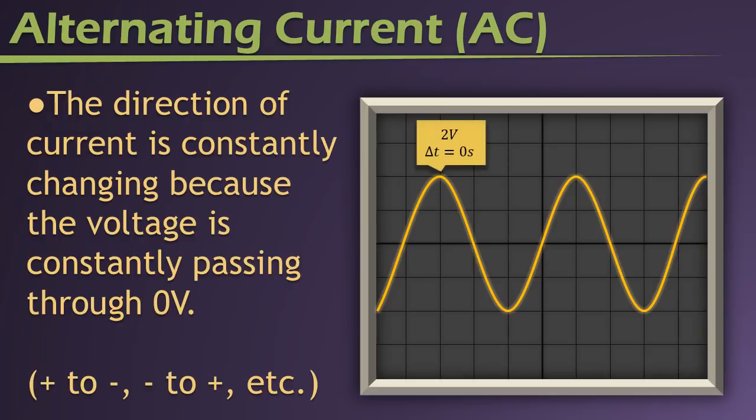So, as I had in the other slide, here we are. At this point here, we're at 2 volts, and then we're gonna hit 0 volts, and then over time we're gonna hit a negative voltage. So just to really drive that home.